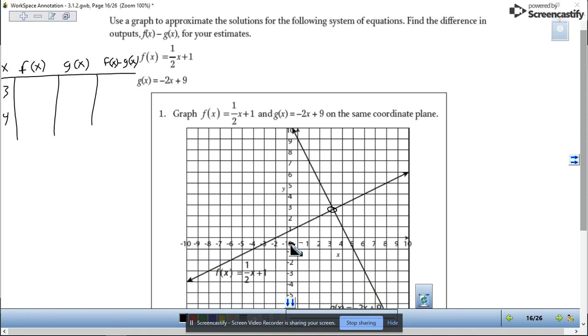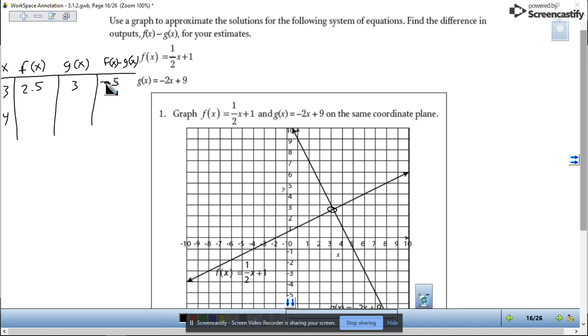So for f of x, if I go out here to 3 and I go up to f of x, it looks like we're talking about maybe 2.5. And then if I look at g of x, go out to 3, we're looking at about 3. So that'd be 0.5 for f of x minus g of x, actually negative 0.5.